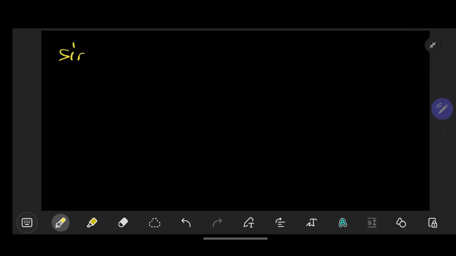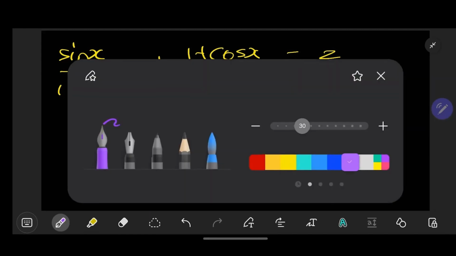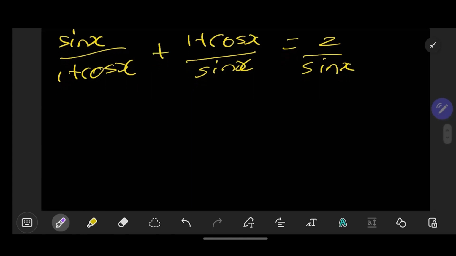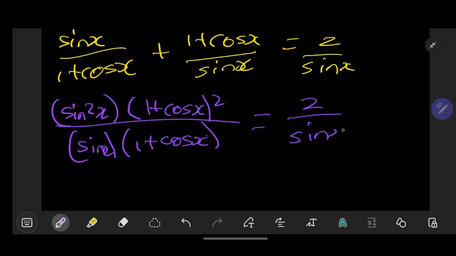So I'm going to say that sine of x over 1 plus cos of x plus 1 plus cos of x over sine of x is equal to 2 over sine of x. Now of course we're going to go to the left hand side. Take the same approach, greatest common denominator, so it's sine of x into 1 plus cos of x, and our numerator would be sine squared x into 1 plus cos of x all squared, right? And we need to show that that's 2 over sine of x.